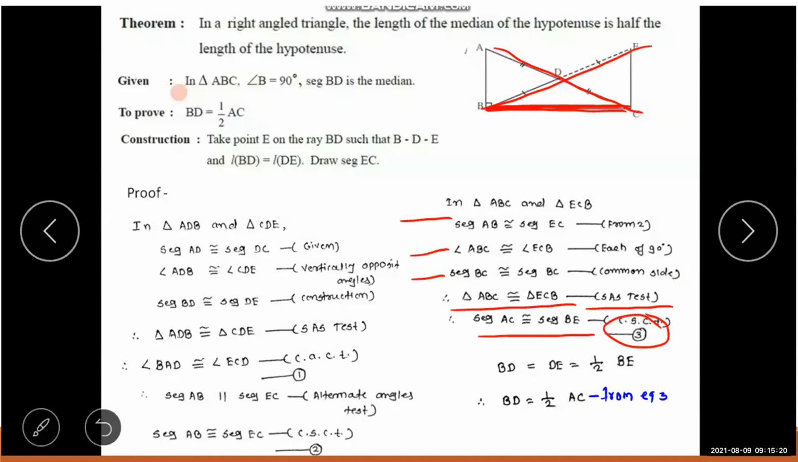Now as we know that BD equals DE, how can we say it? Because of the construction, BD equals DE, and we know that D is the midpoint of that segment. So we can also write that each part is half of BE.